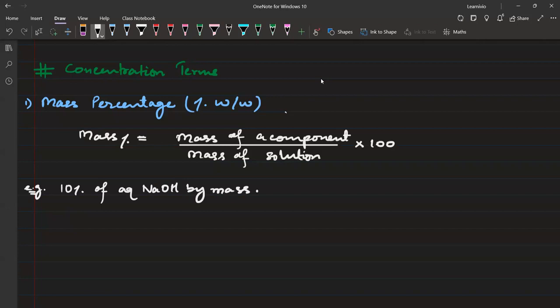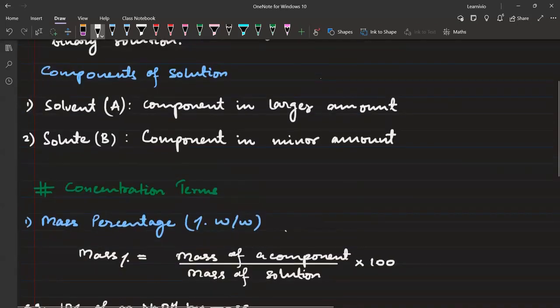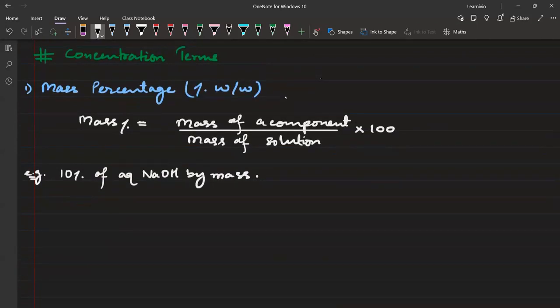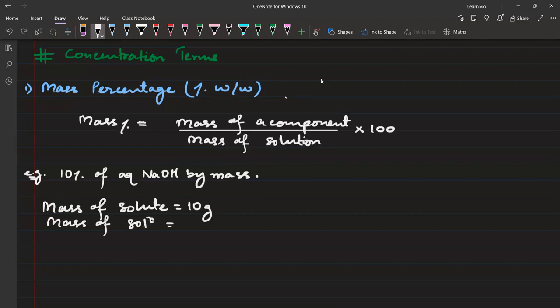You have been shown only one number. There's a total of three numbers present here. What are the three numbers? By the way, we have said now we will be using A as solvent and B as solute. So when they say 10% of aqueous NaOH, then they are saying that the mass of solute is equal to 10 grams, and the mass of solution is equal to 100 grams. That means in each 100 gram of the solution, 10 gram of solute is added.